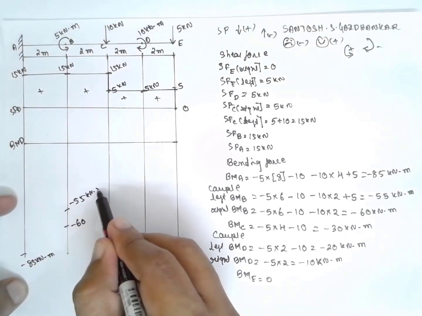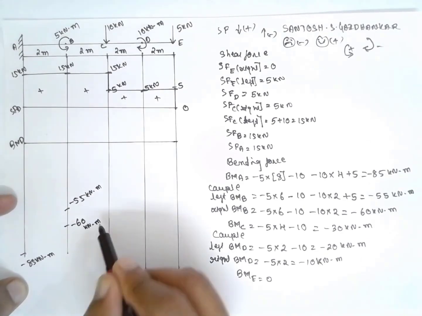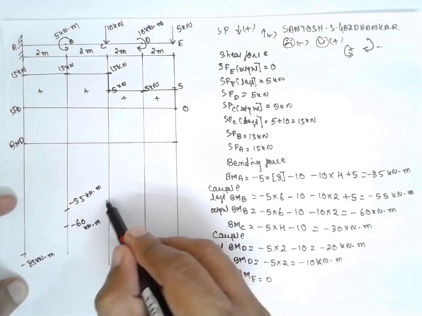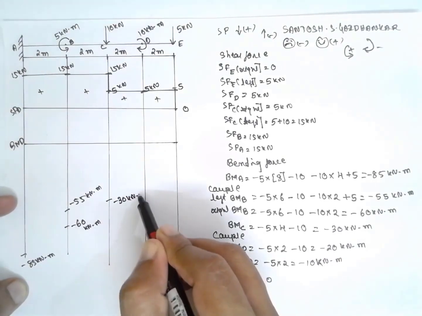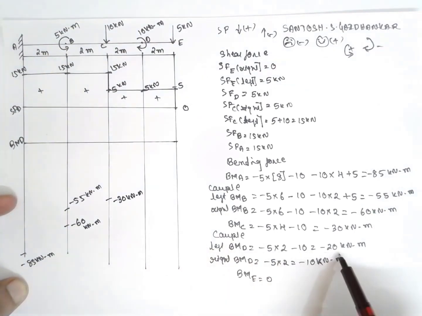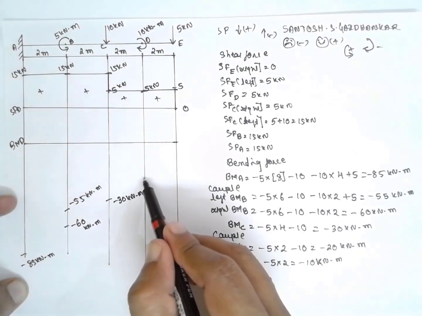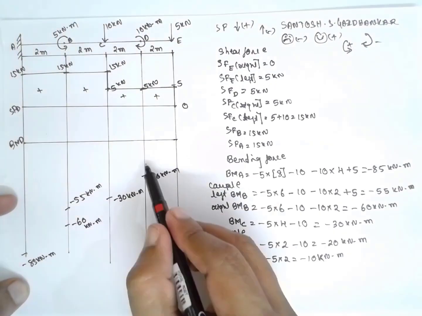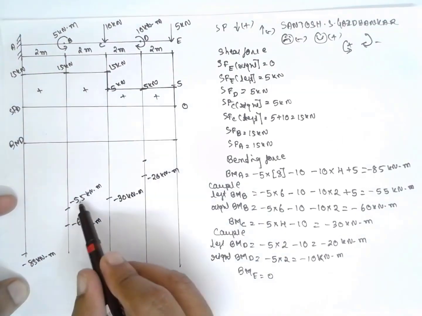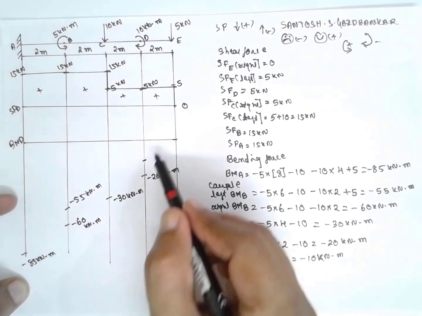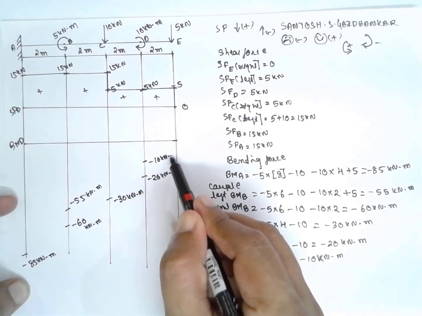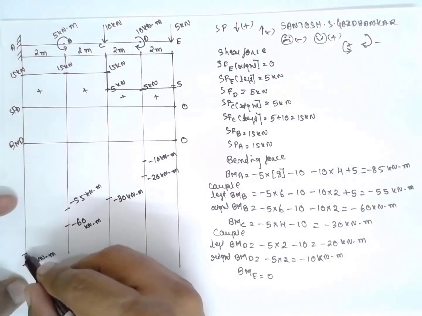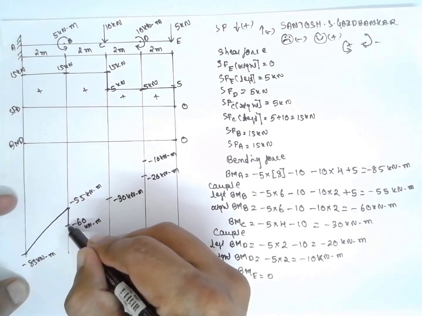Next, C, minus 30 kilonewton meter, and at the couple there are two values, minus 20 and minus 10 kilonewton meter. Finally 0. There is no UDL, therefore a straight line. Completely straight line.